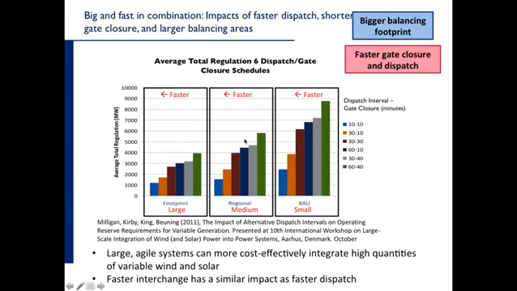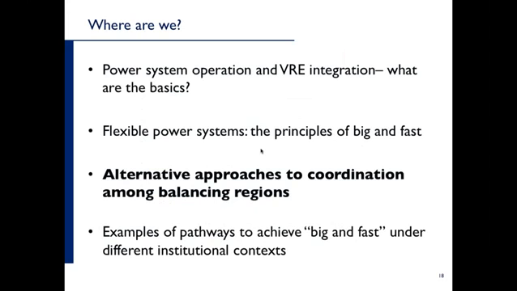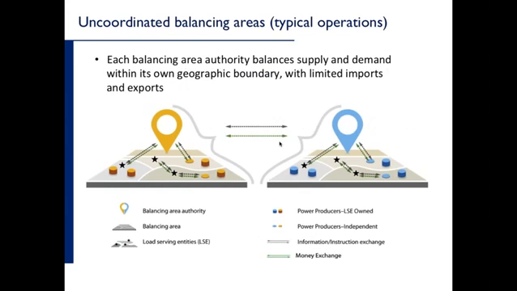And so everything that we talk about in this webinar is really encapsulated in this one graph. Size matters, larger is better, and speed matters, faster is better. And that's true regardless of how large or how small you are and how fast you're dispatching. If you can go faster, that's going to be more efficient. If you can get larger, that's also going to be more efficient. So those are the basic principles of large balancing regions and fast dispatch. Let's talk about alternative ways that balancing areas could coordinate.